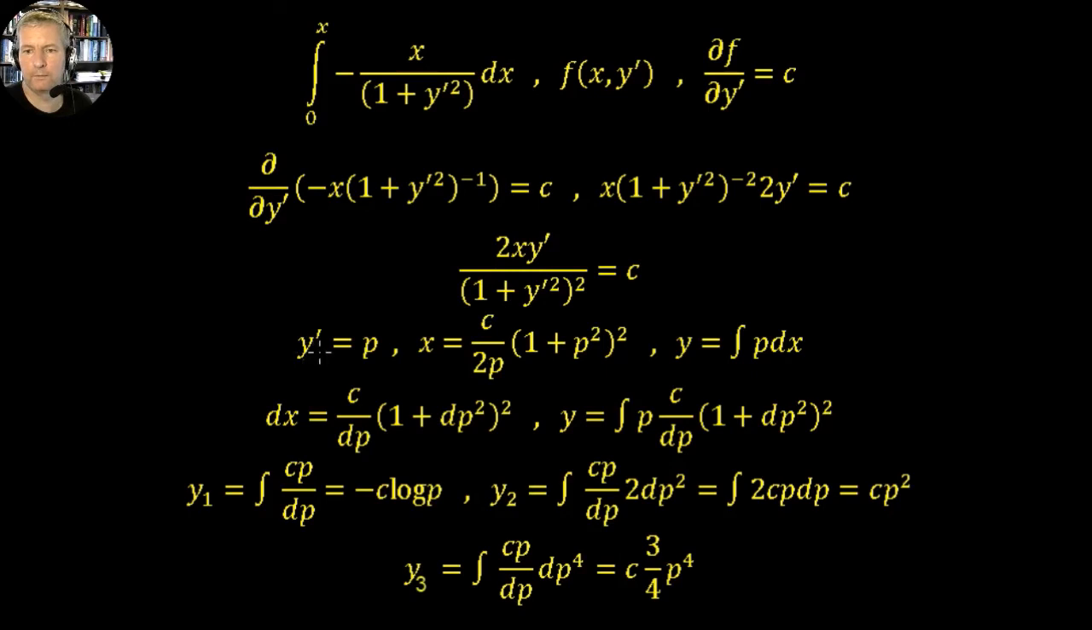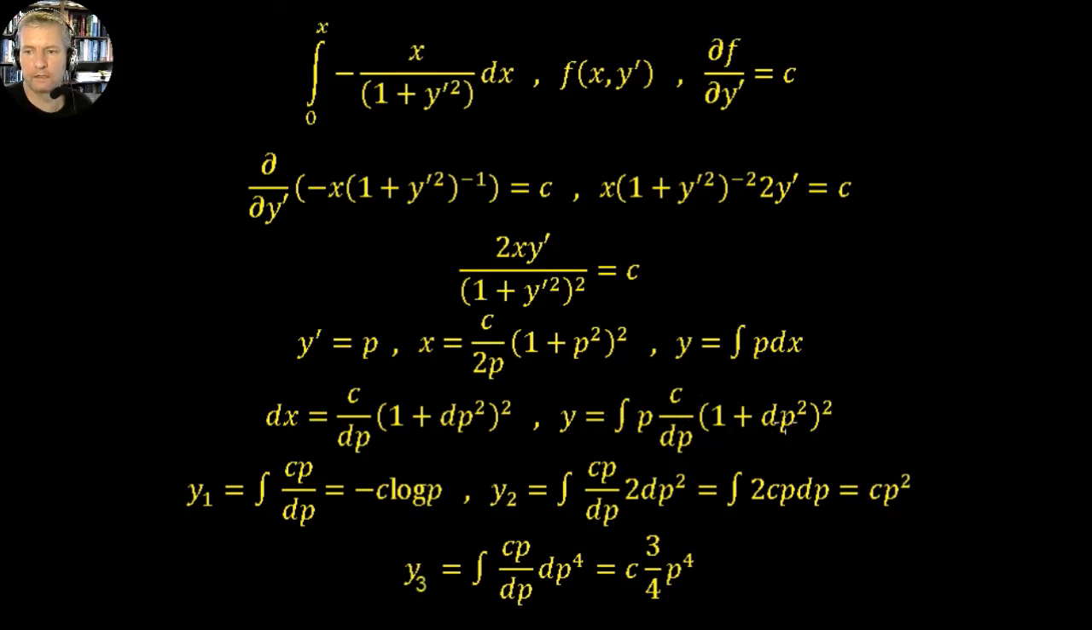So if we replace y derivative with a value of p, and then we transpose this thing for x, then we get x equals c upon 2p, 1 plus p squared all squared. And then we note that y is going to be the integral of p dx, because we've just got this y derivative equals p, so y is going to be the integral of p dx. And we can replace the dx with what we have here. So the dx will be c upon dp, 1 plus dp squared all squared. And that's all going to be multiplied by p. So you're going to be left with y is equal to this term here.